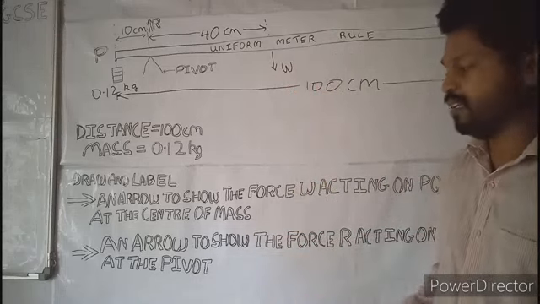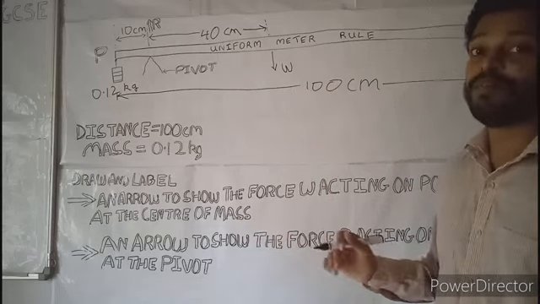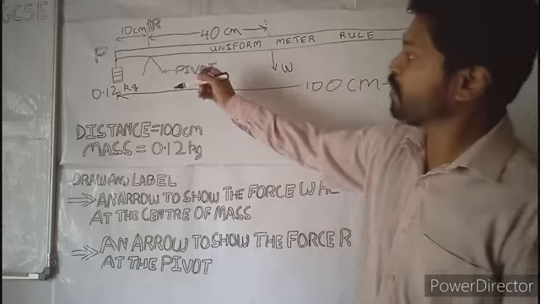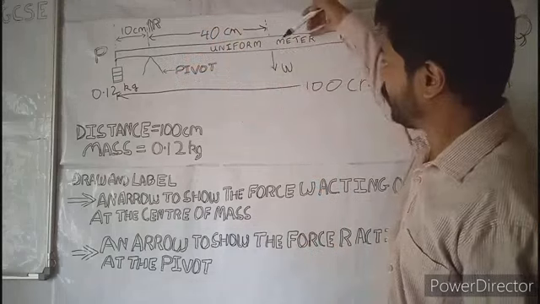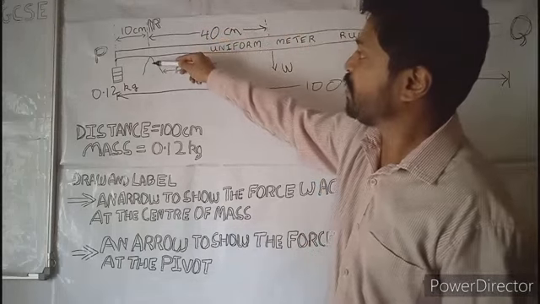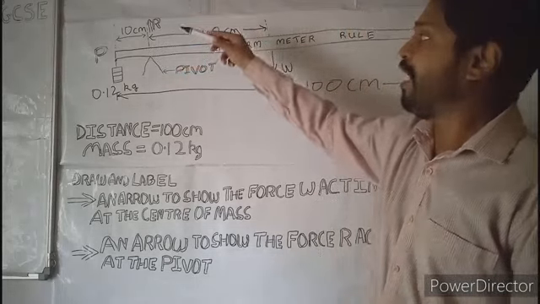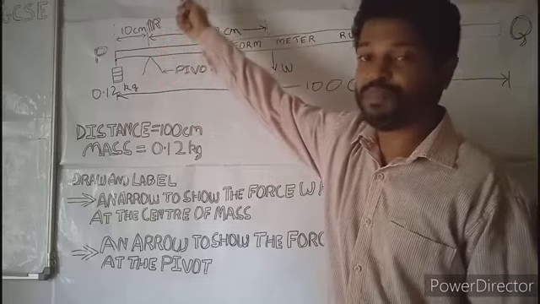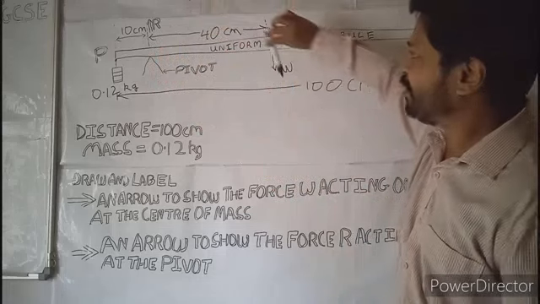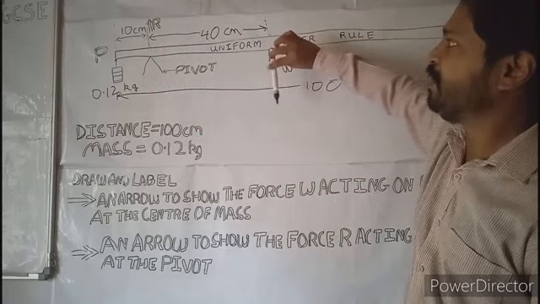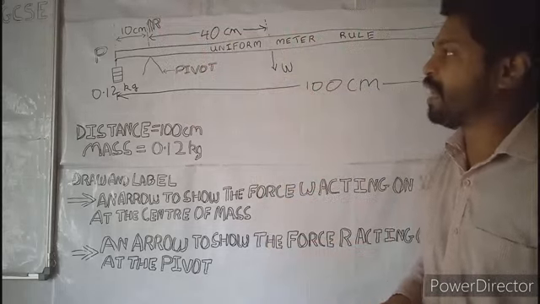Coming to the second part, draw an arrow to show the force R acting on the pivot. You can see the pivot out here. The force will be equal and opposite to the force W, so this would be perpendicular. As mentioned out here, the force R would be in the upward direction, and W will be opposite to the force R. So this is W and this is R. This is how the uniform meter rule gets balanced.